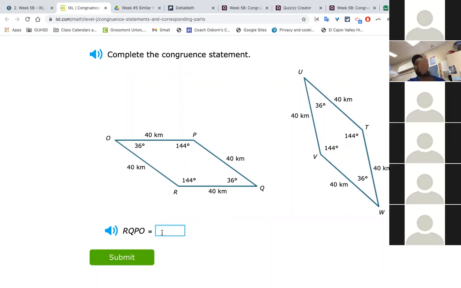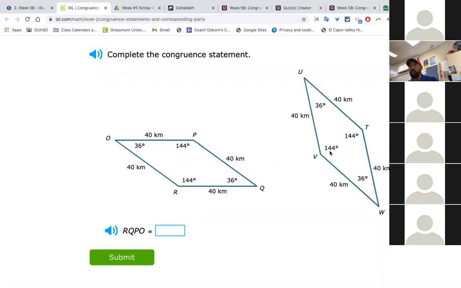Now again, think about what we just did, how the letters have to match up with the corresponding parts. Basically, what I need to start with is where does R correspond with this shape over here? Well, R is 144.